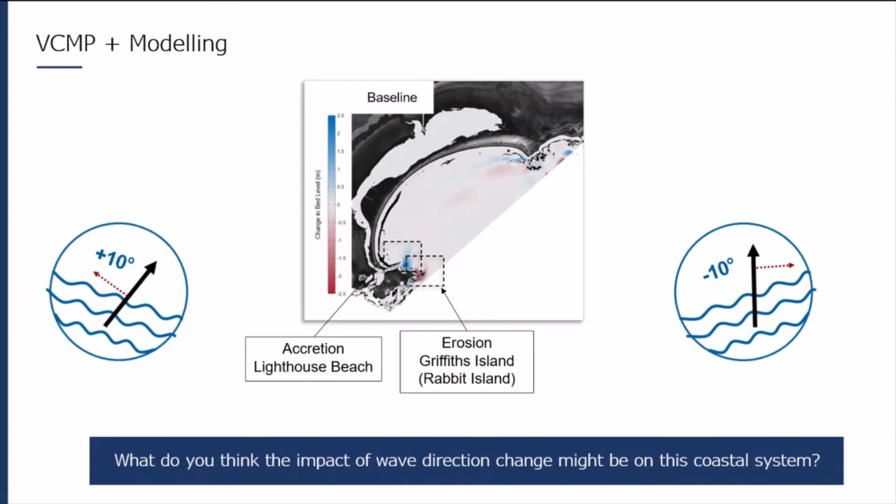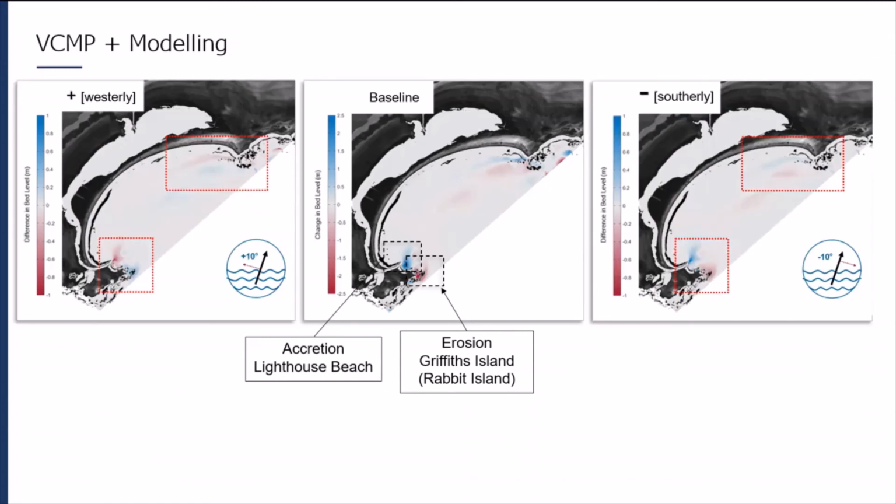Your time is up. I hope you had some really fruitful conversations. So let's now take a look at the results. As I mentioned before, under normal wave conditions, as we are currently showing on the screen, we have accretion occurring at Lighthouse Beach and erosion occurring at Griffiths Island. And we can see the different patterns emerging in these areas when we rotate the wave climate, either plus or minus 10 degrees. On the left, we have the more westerly wave approach, and on the right, a more southerly wave approach.